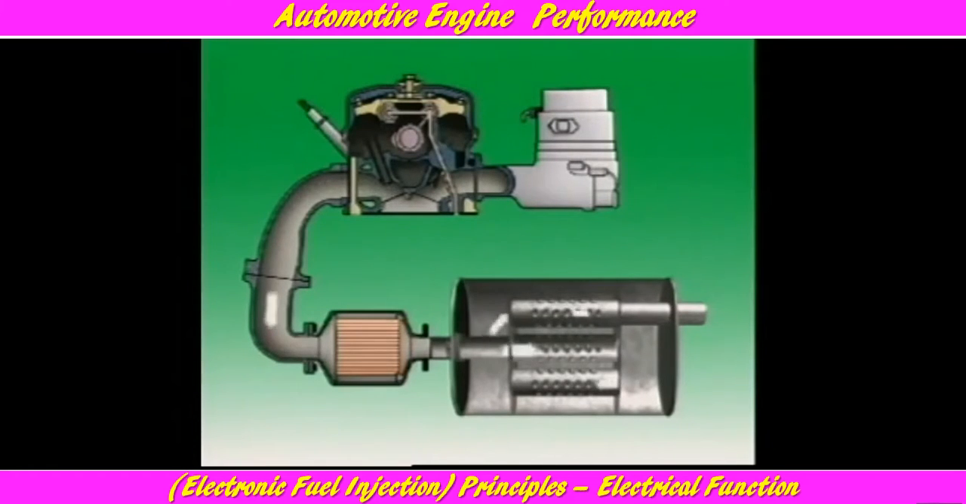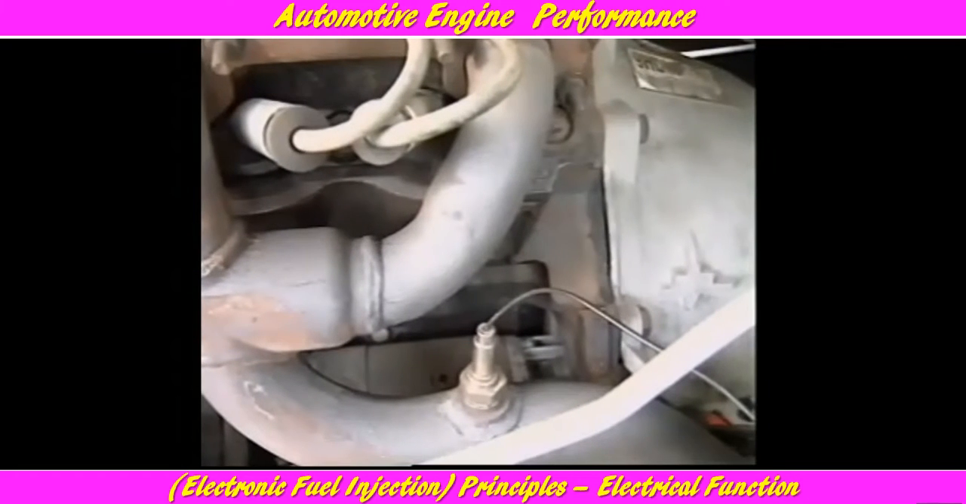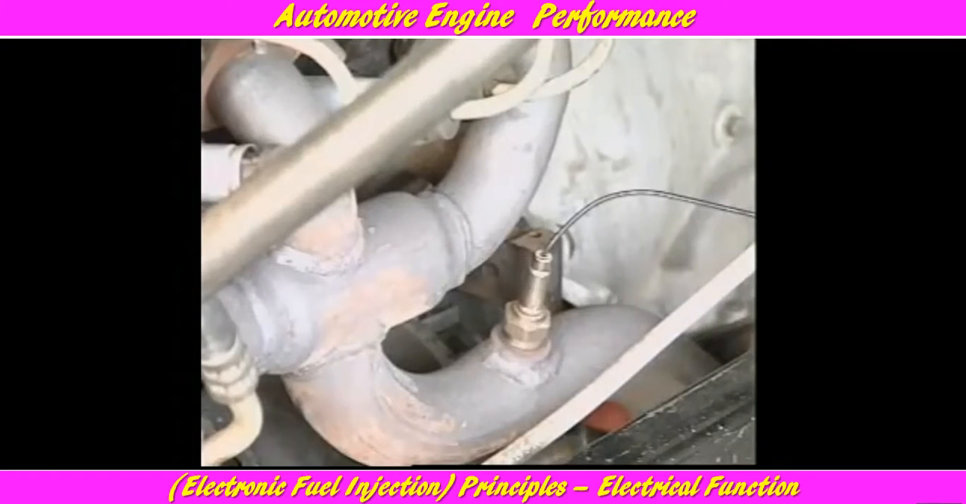For efficient operation of the catalytic converter, the mixture ratio must be maintained close to the stoichiometric ratio, 14.7 parts of air to 1 part of fuel. Efficiency of combustion can be monitored by measuring the percentage of oxygen in the exhaust gas. A high percentage may mean the mixture entering the cylinder is too lean.